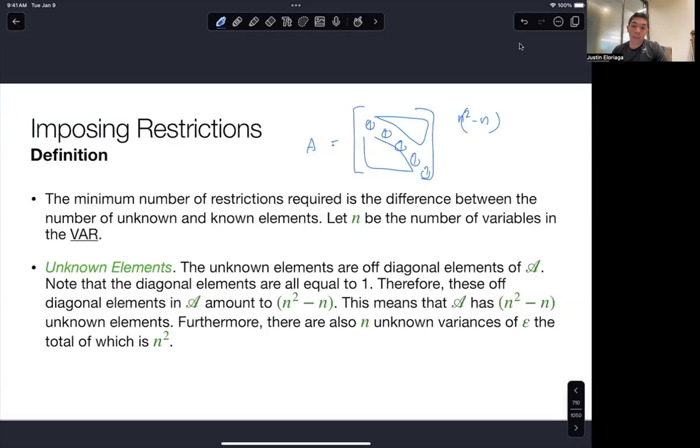We also know that there are n unknown variances, one for each epsilon, the total of which is n squared.